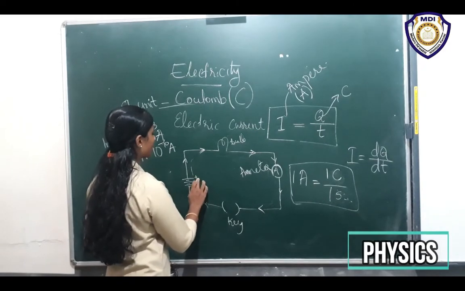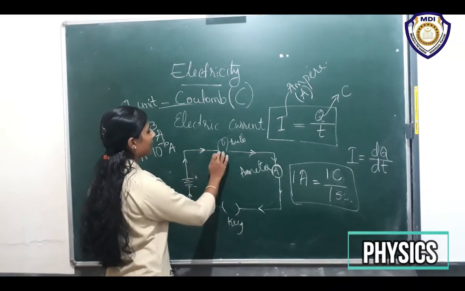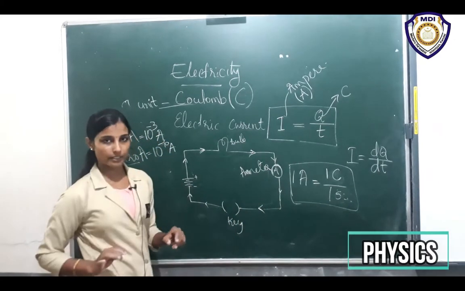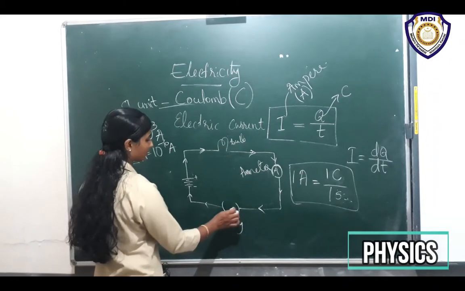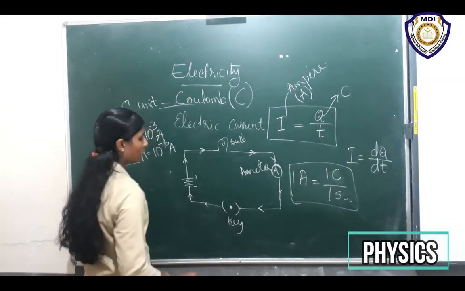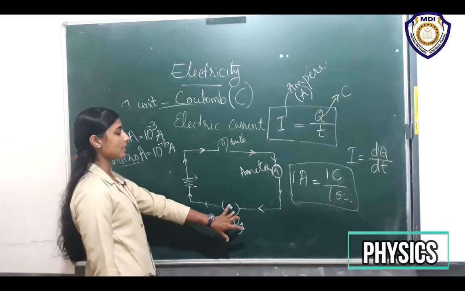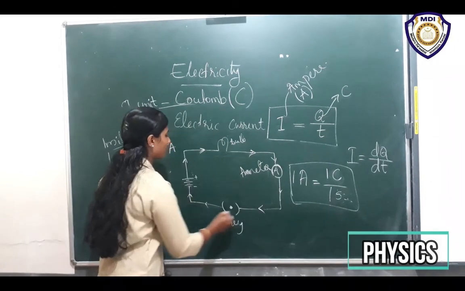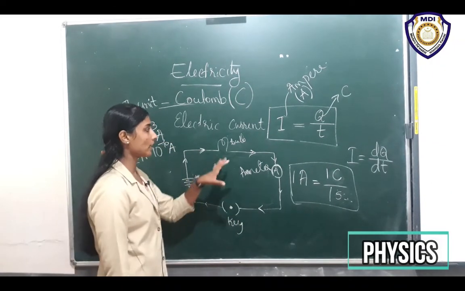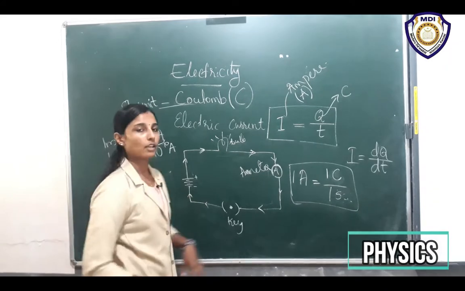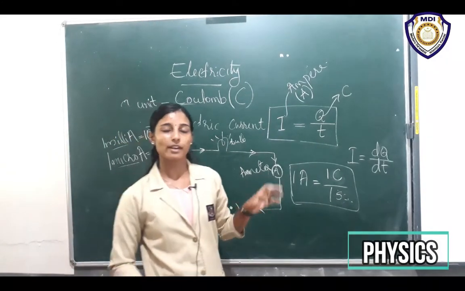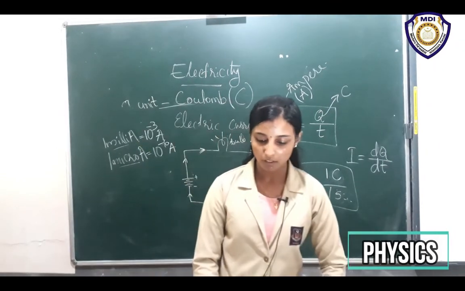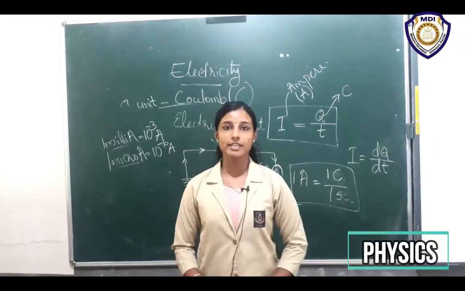So here we have the positive terminal of the cell, then we have the bulb, then the ammeter, then the key, then we have the negative terminal. When the key is closed, that means the switch is in the on position. Now the circuit is closed, the current is flowing through this circuit, and the bulb will glow. So this is a schematic representation of a closed electric circuit. That is about today's class.